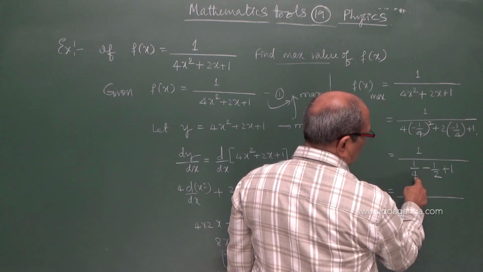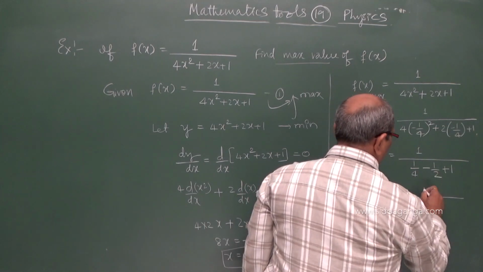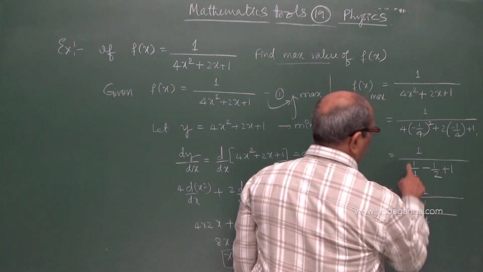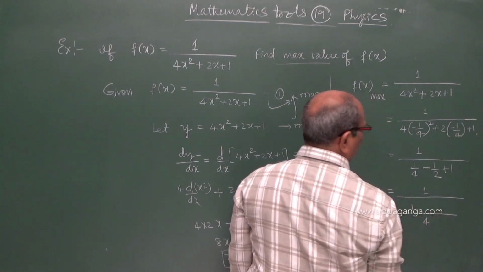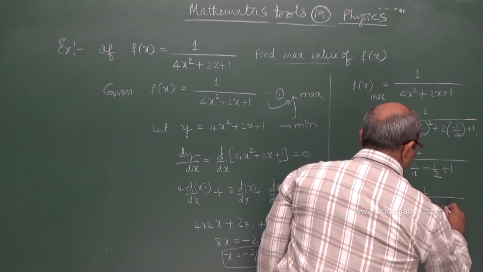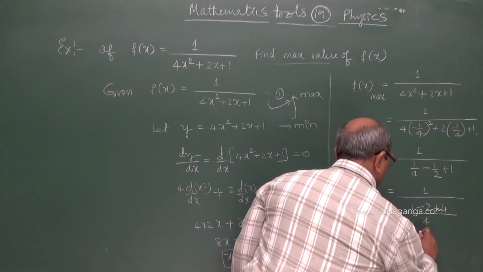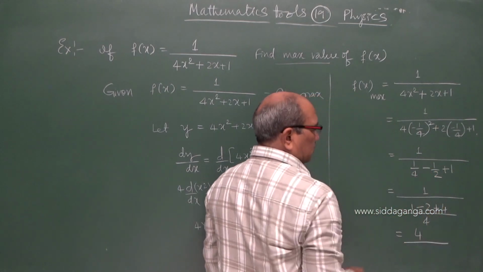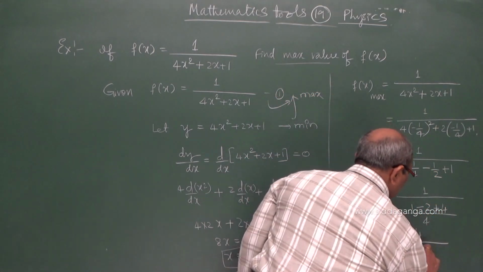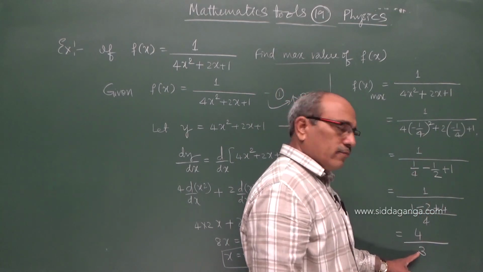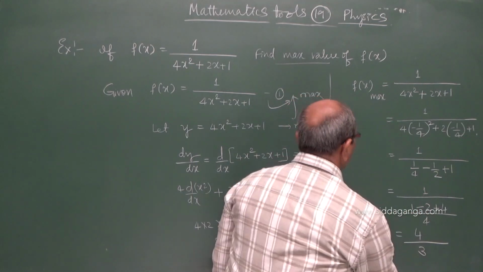If I take the LCM as 4, it is 1 minus 2 plus 4. 4 plus 1 is 5, minus 2 is 3, so the sum is 3 by 4. The 4 goes to the numerator, so f of x maximum is 4 by 3.